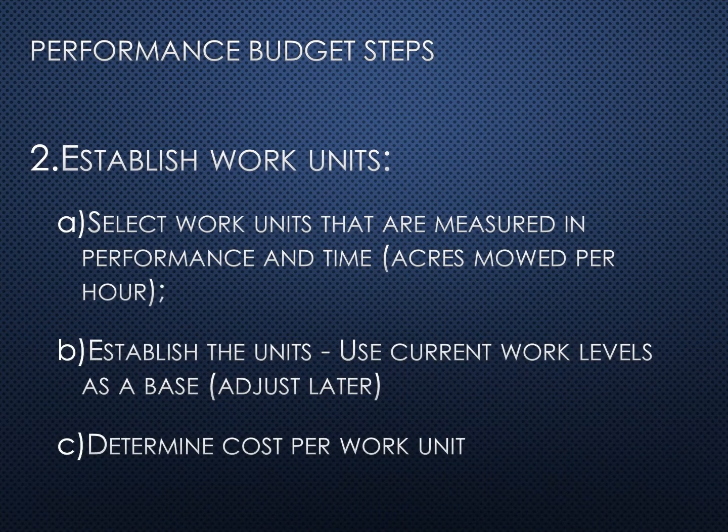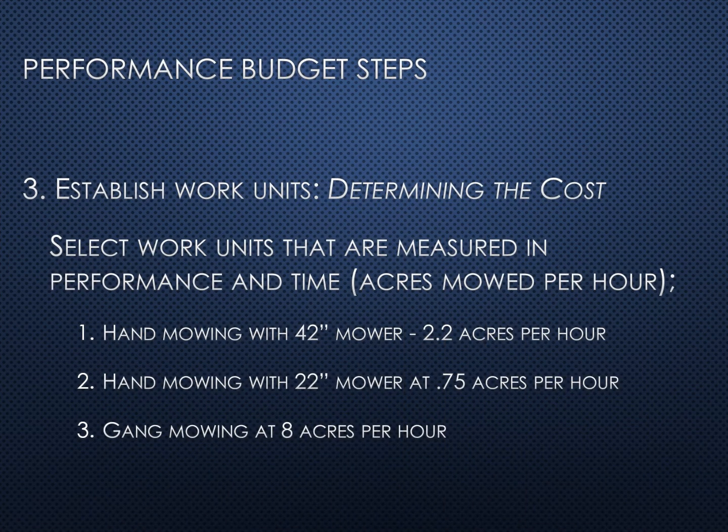Then we can look at step 2 a little bit further. We want to select work units that are measured in performance and time, something like acres mowed per hour. Then we want to establish the units. Do we use current work levels as a base, or do we adjust immediately or adjust later? Do we look at acres mowed, or ball fields mowed, for example? And then we want to determine cost per work unit. How much does it cost to mow an acre, or how much does it cost for us to mow a baseball or soccer field?